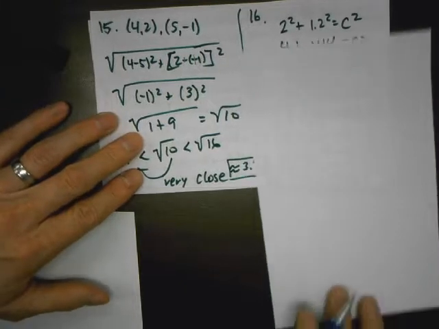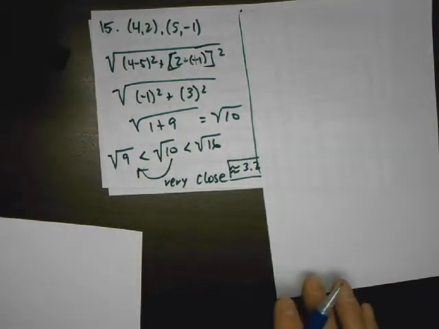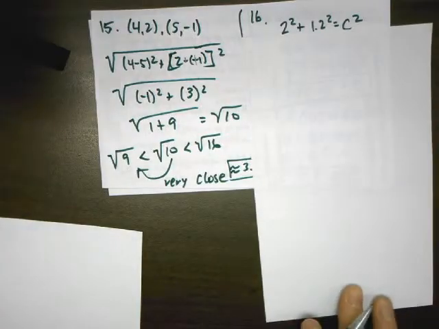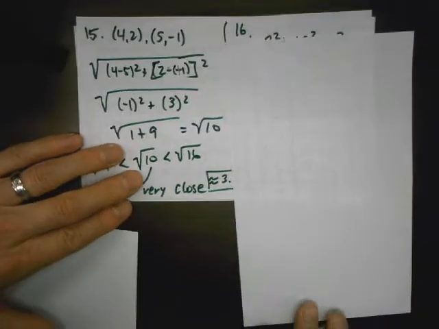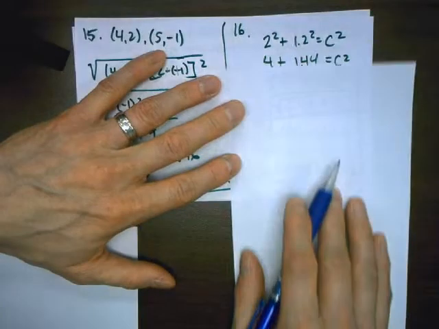We have a triangle, okay? And for the triangle, we have 2 legs, and we're going to find the hypotenuse. So again, a squared plus b squared equals c squared. The other thing that's different is we have decimals, right?